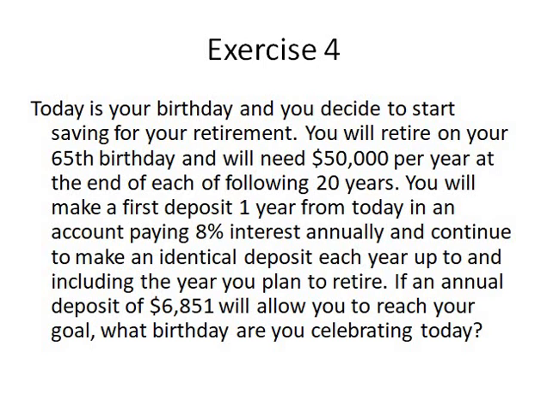Let's see exercise 4. Today is your birthday and you decide to start saving for your retirement. You will retire on your 65th birthday and you will need $50,000 per year at the end of each of the following 20 years. So this is the annuity and this is n equals to 20 years. You will make a first deposit 1 year from today. So today is some point in time, which I don't know exactly where in my timeline, but the first deposit will be 1 year later from this period at an account paying 8%.